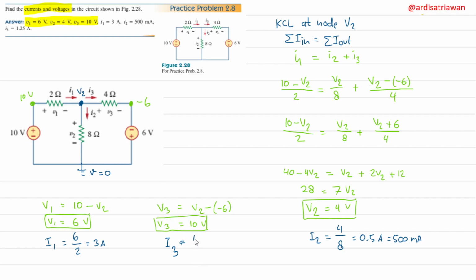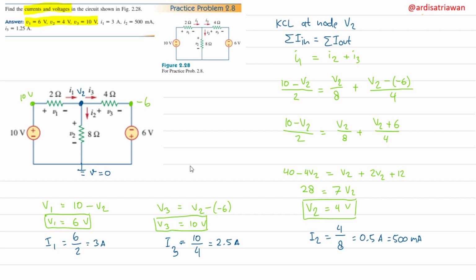So I'll have 10 divided by 4, and 10 divided by 4, what is it? 5 divided by 2, so maybe, okay, stupid or what? But this is 2.5 ampere.